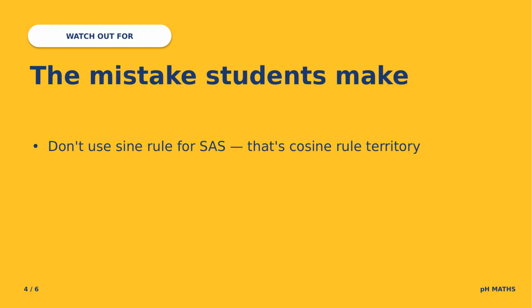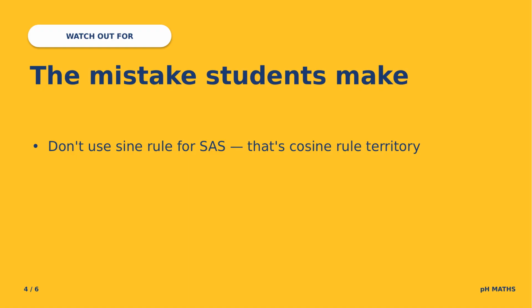Watch out, don't use the sine rule for SAS, two sides and the included angle. That's cosine territory. Sine rule fails when you don't have an angle-side opposite pair. You can't form the first equality without one. Wrong tool, wrong answer. Quick example: triangle with angle A equals 40 degrees, angle B equals 75 degrees, side a equals 8.